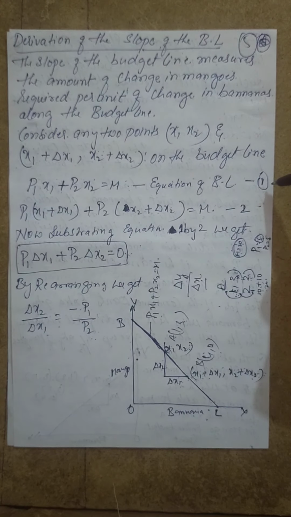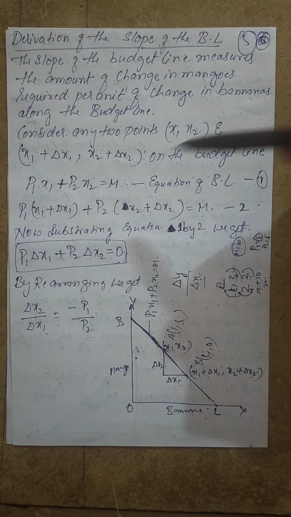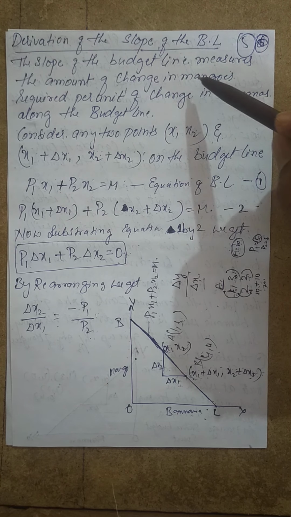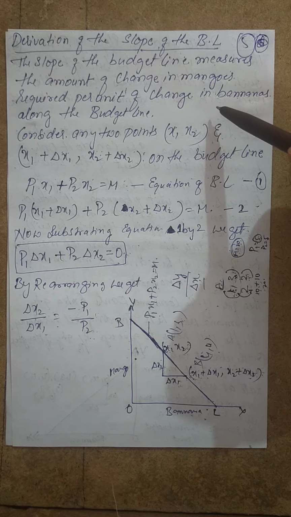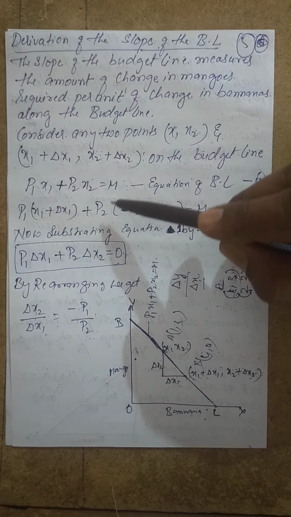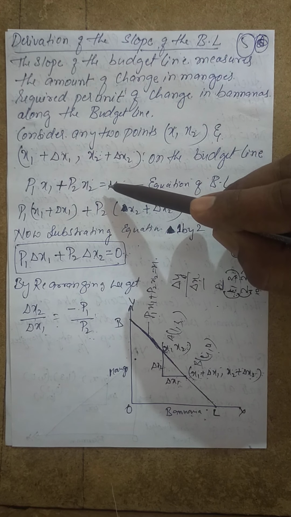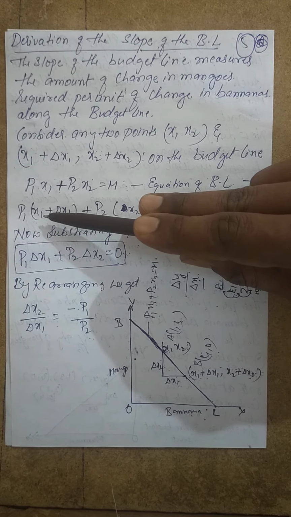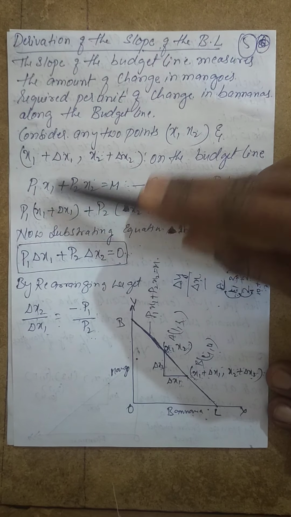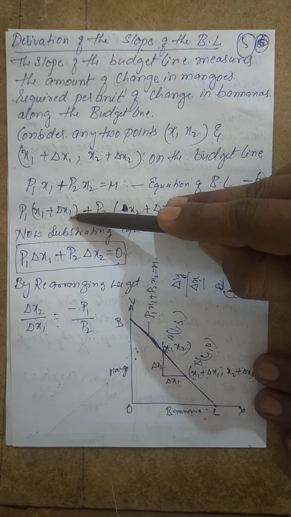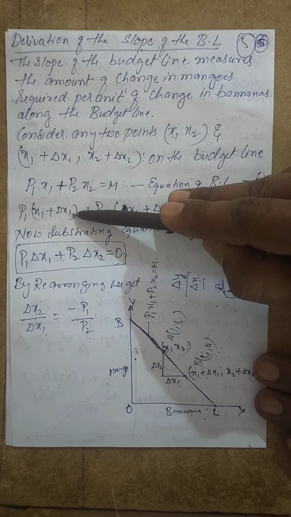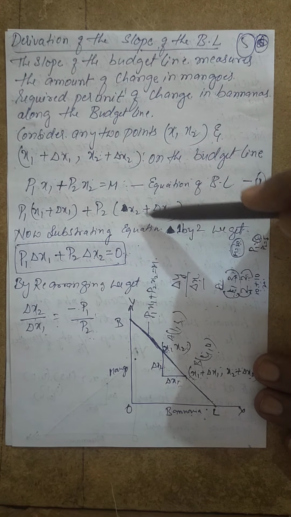So this becomes equation number 1, which is the budget line equation. Since we are seeing the changes in mangoes with respect to the banana, per unit change in banana, we are going to compare this with this equation. So when we make these changes with respect to the original, we are going to put P1 times x1 plus delta x1. In the place of x1 you are going to add delta x1, which is the change in x1. So in the place of x1 you are going to put x1 plus delta x1, and x2 means x2 plus delta x2.